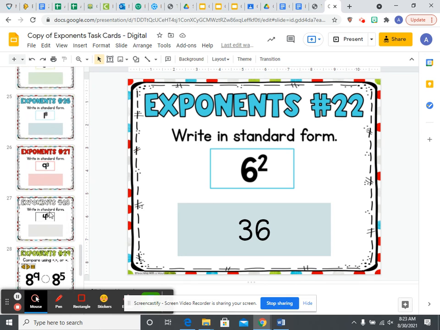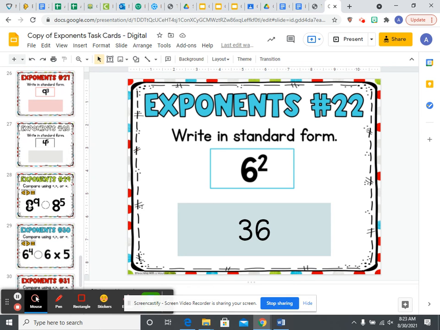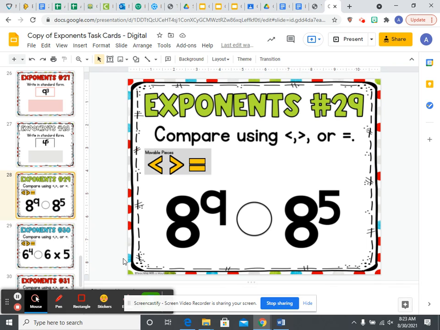That's the same concept up to slide 27. So if you go to slide 28. So this one, you're comparing, so you're telling me which one would be greater than or less than, or if they would end up being equal. And here's your pieces that you'll get to move.